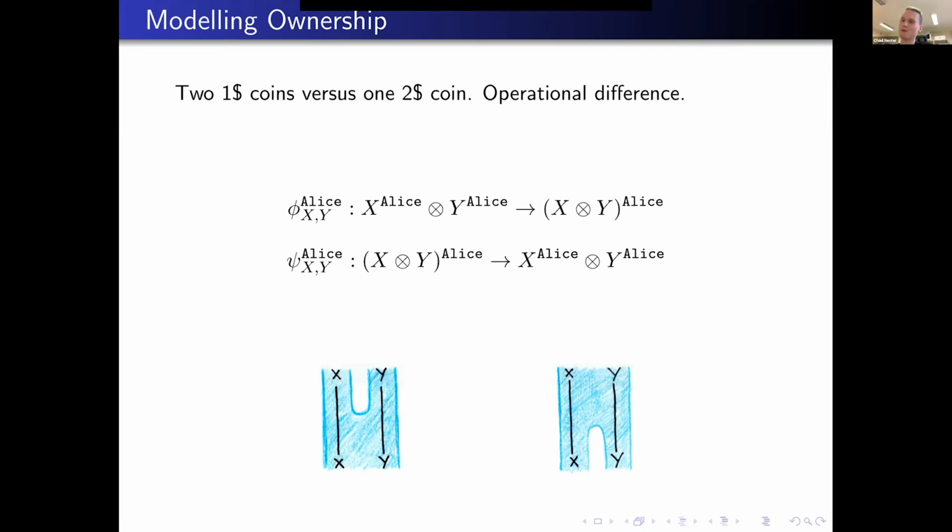And this is something that crops up in, for example, the Bitcoin system, where there's a difference between having two $1 coins and one $2 coin, because you can't pay Bob $1 with one $2 coin. You need to split it apart. And so we'll introduce morphisms, resource transformations, that allow each person, each different color, to split apart and combine the collections of things that they own. So just the intuition is given by these diagrams here below.